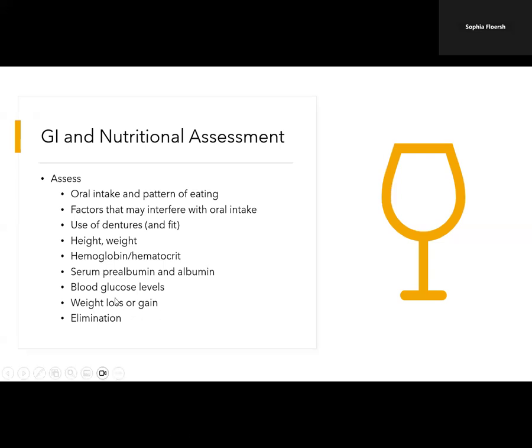Weight loss or gain. A lot of weight loss can indicate cancer, or it can indicate that they're losing too much fluid. So you need to watch that as well. And weight gain, are they retaining fluid?